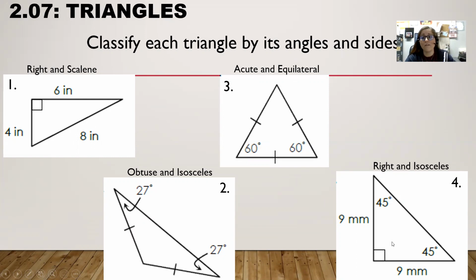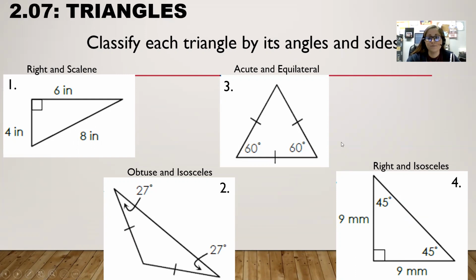And then the last question, number 4, we can see again, we have this box in the corner telling us we have a 90-degree angle. So it's a right triangle. And then we can also see that we have two sides labeled as 9. And then this last side, even though it's not labeled, we can see that it's going to be a different length. So we would say that two sides are equal, one is different. So this is an isosceles triangle.